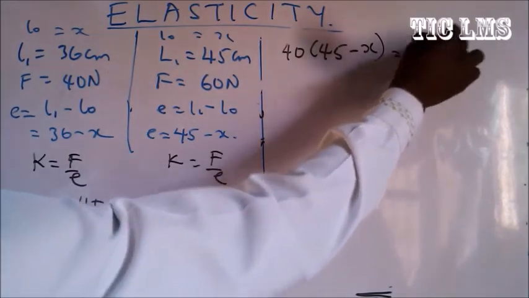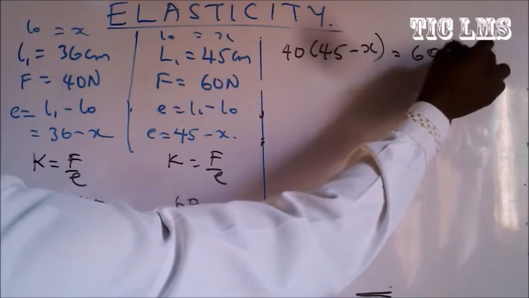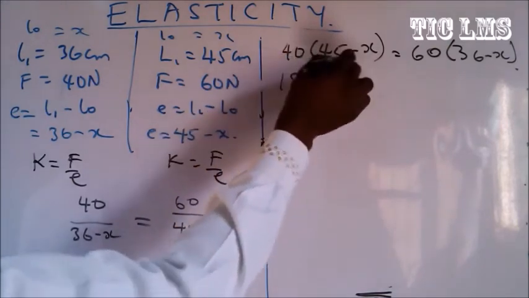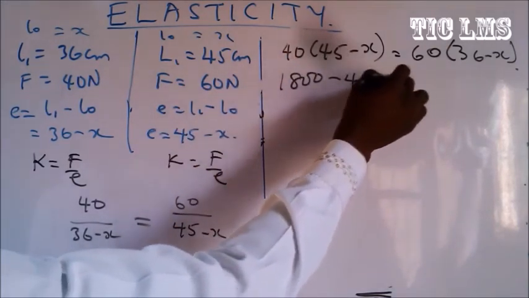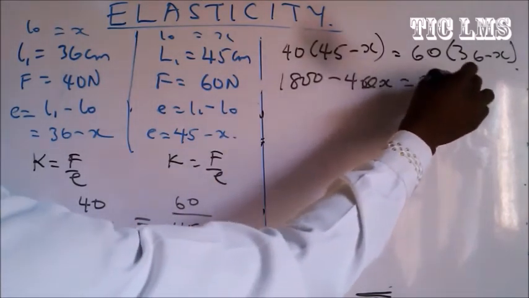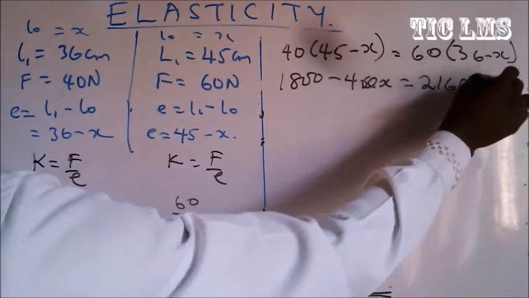So we have 60 into brackets 36 minus x, equal to 40 into brackets 45 minus x. So 40 times 45 would give 1800. Then 40 times minus x is minus 40x, equal to 60 multiplied by 36, which gives 2160. Then 60 times x is minus 60x.